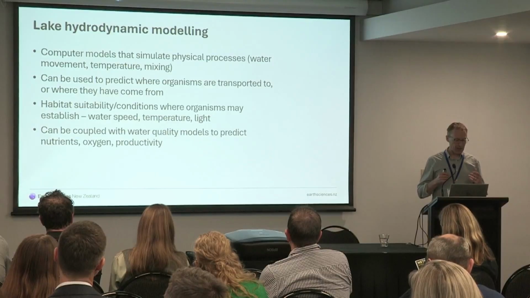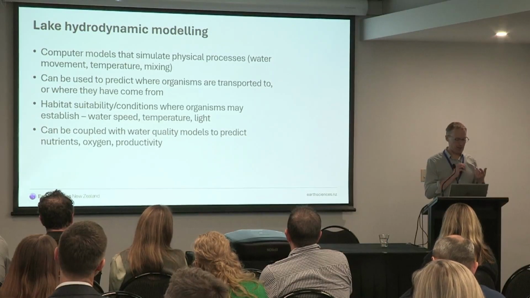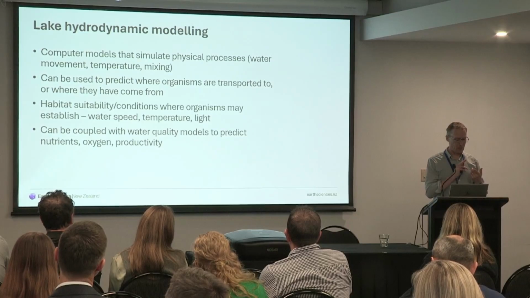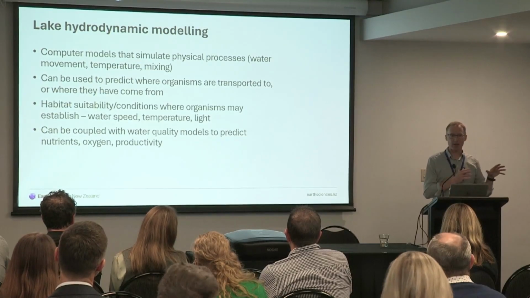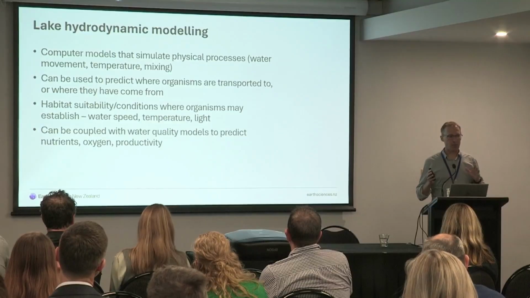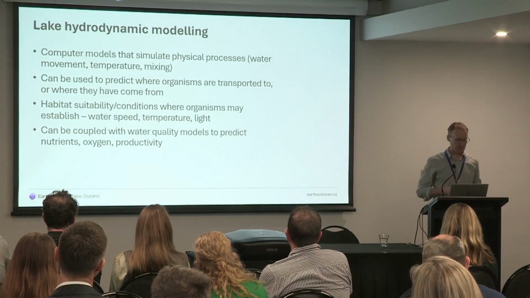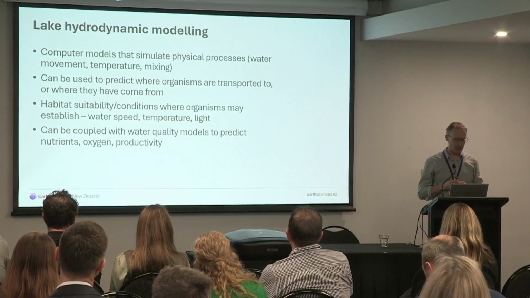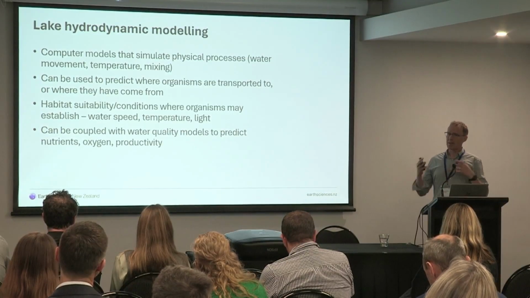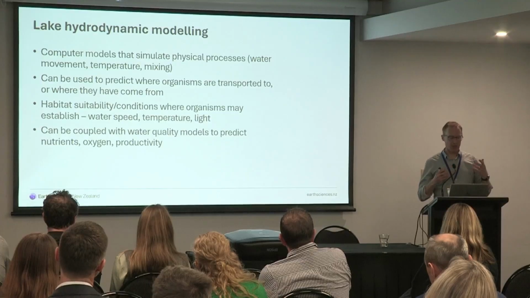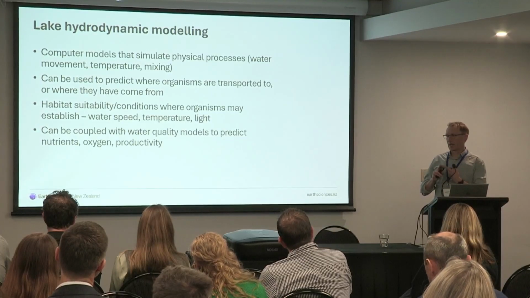Other uses, they can give information about the habitat suitability, things such as the water speed, the water temperature, the amount of light. This could be overlaid with other information such as depth or substrate type to work out what's the risk of fragments moving from one area to another, or an organism from one area to another. And lake hydrodynamic models can be coupled with water quality models to predict things such as oxygen, nutrient, productivity, meaning algal growth.